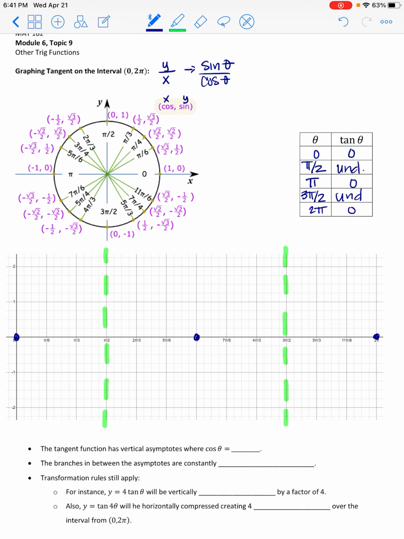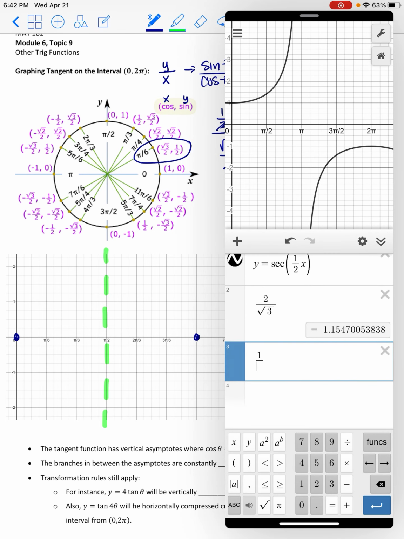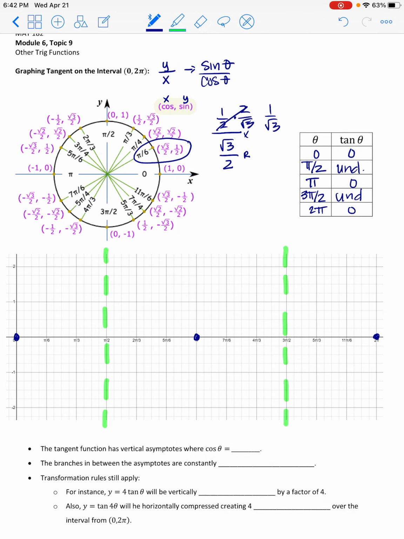Okay, let's say we wanted to look at pi over 6 right here. Pi over 6, if I take my sine, 1/2, and divide it by my cosine, radical 3 over 2, what happens? Well, I don't divide fractions. I would multiply by the reciprocal. So if I multiply by 2 over radical 3, those are going to cancel, and I get 1 over radical 3. 1 divided by radical 3 is about 0.6. So at pi over 6, we're at about 0.6. It's going to be like here-ish, okay?